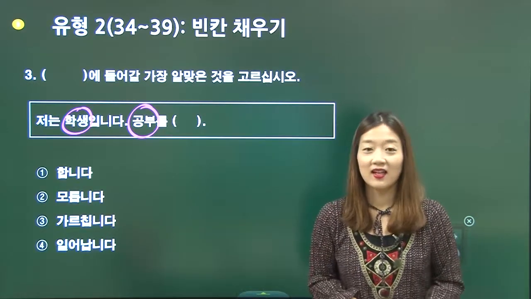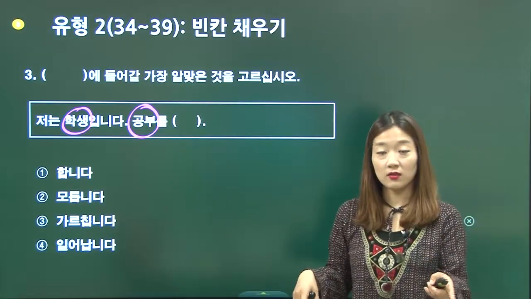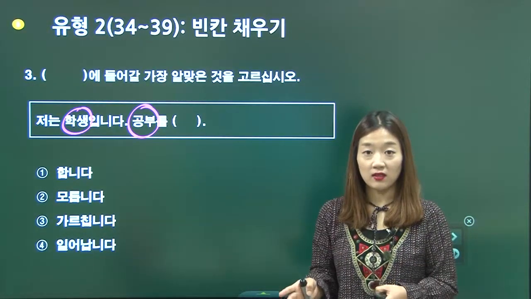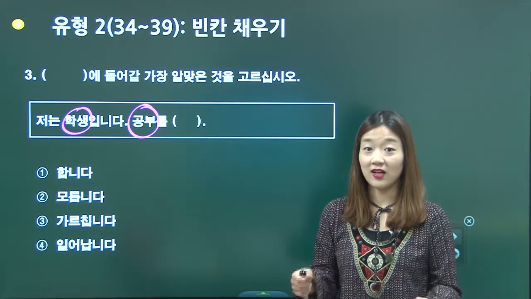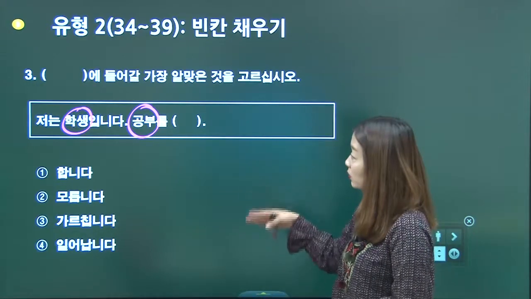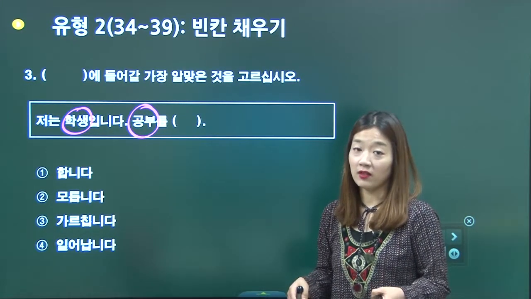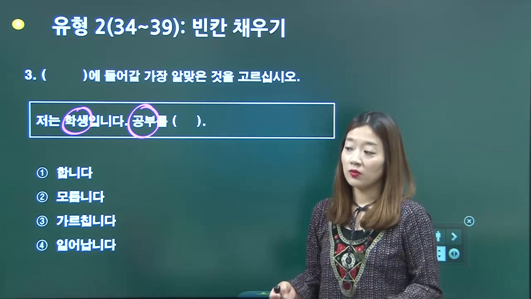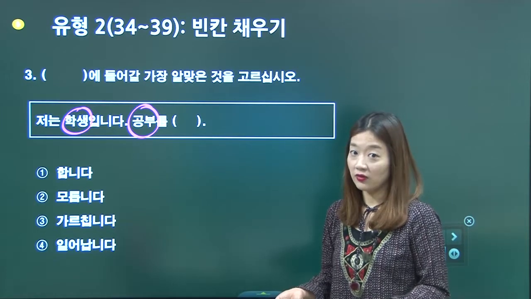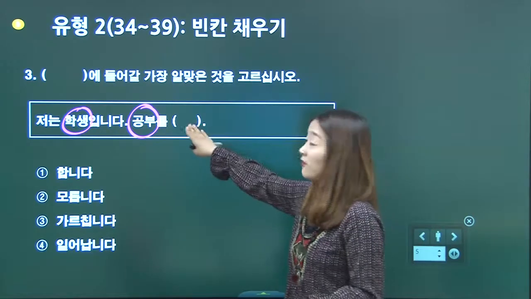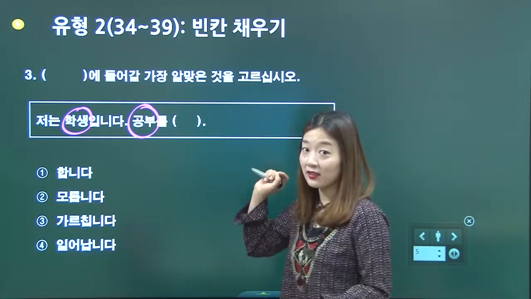Studying, right? In English, the one word "study" means the action of studying. But in Korean, 공부 is a noun, the name of the action a student does. So we need some verb here, all right? So we should find the right verb in this blank.